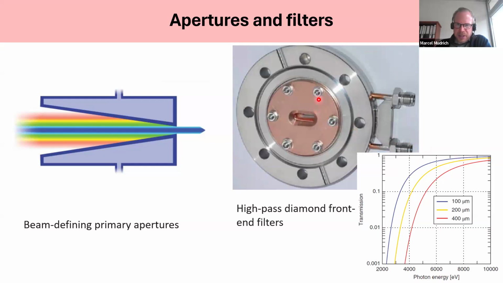But still the heat load is very high. So this device, which is a typical what is called a conflat flange, where the diamond layer, that's this thin, artificially fabricated diamond, is mounted in, needs to be water cooled.